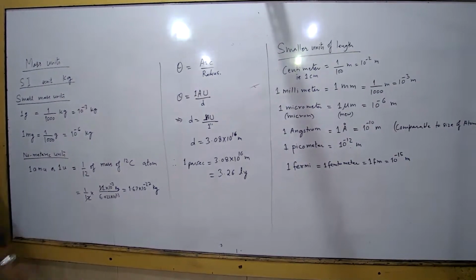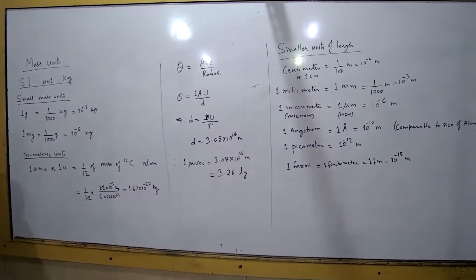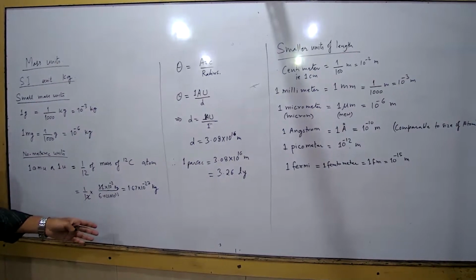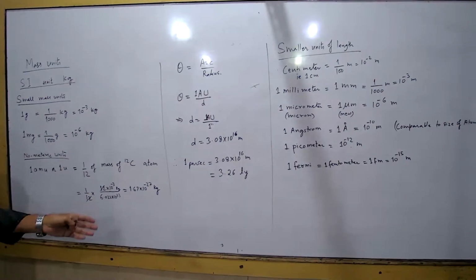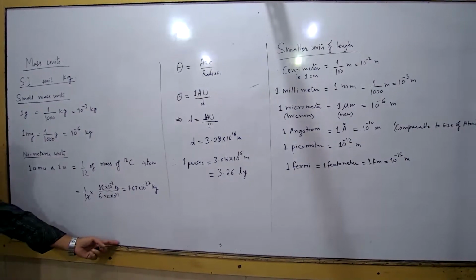Okay? 6.022 into 10 raised to the power of 23. So this is the conclusion by all the scientists. The finding is called Avogadro's constant. So this has been arrived at by various experiments. We just use that known data.